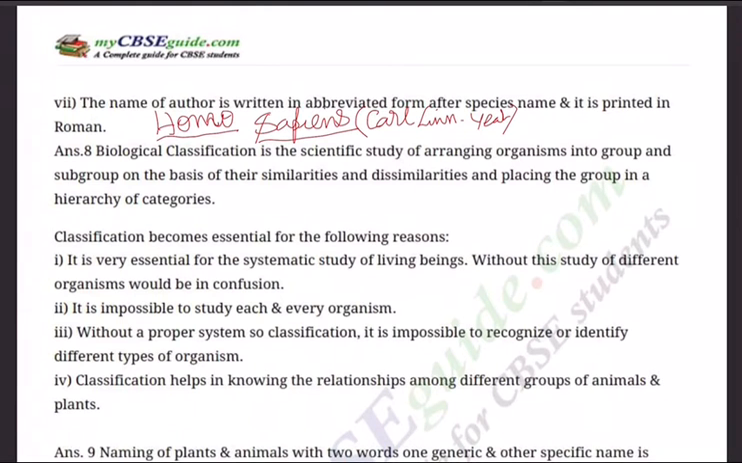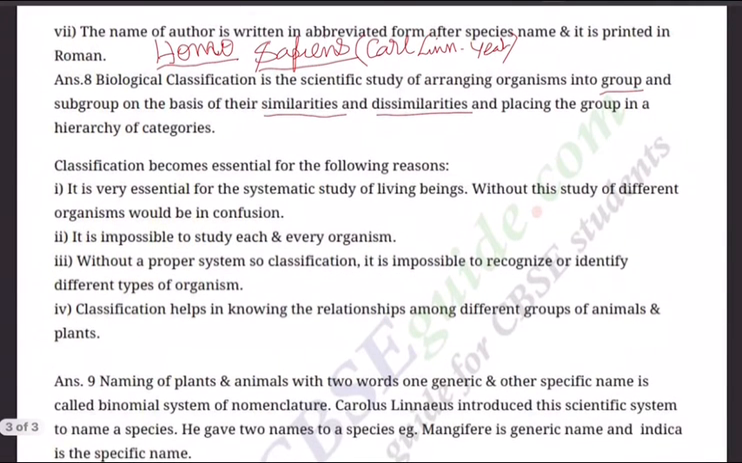So question 8, biological classification is the scientific study of arranging organisms into groups and subgroups on the basis of their similarities and dissimilarities and placing the group in a hierarchy of categories. Classification becomes essential for the following reasons. Why should we classify animals or plants? These are the reasons. It is very essential for the systematic study of living beings. That is the main reason. Without this, study of different organisms would be in confusion. So to avoid confusion, classification is a must.